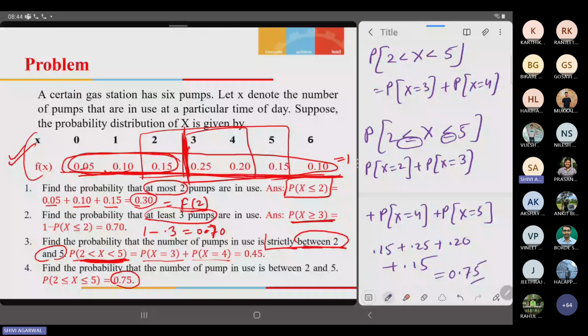It is given here strictly. That's the thing I just want to mention specifically here, that if we are mentioning strictly, then it means we are not including the extremes. But if it is not mentioned, it is just between 2 and 5. So we can use here 2 and 5 also. We include the 2 and 5 here.